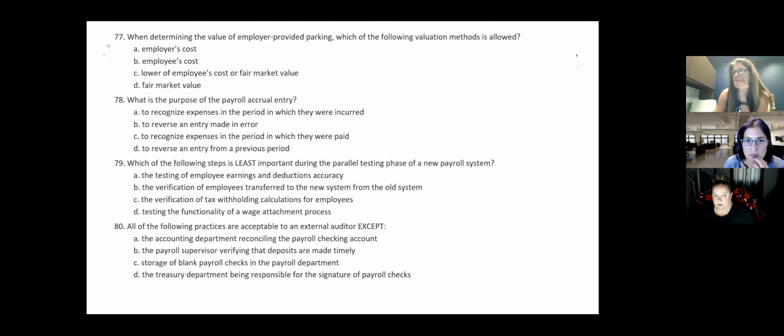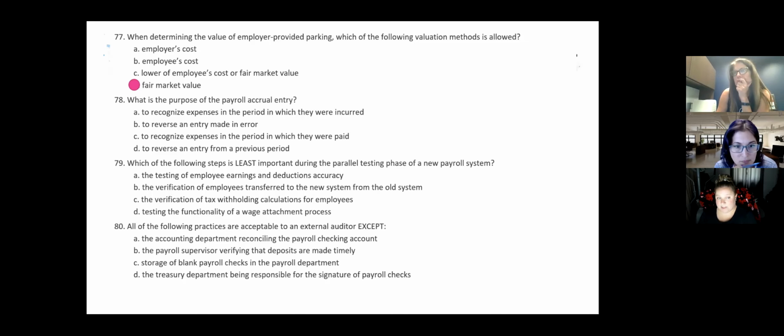When determining the value of employer provided parking, which of the following valuation methods is used? Employer's cost, employee's cost, lower of the employee's cost or the fair market value, or the fair market value. Yep, it's D, fair market value.